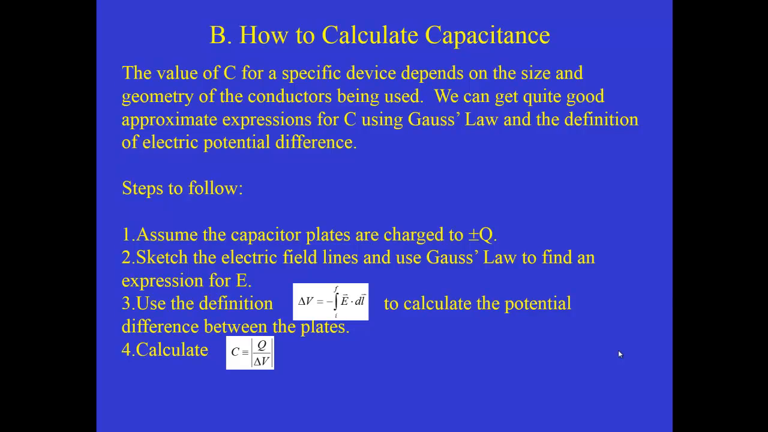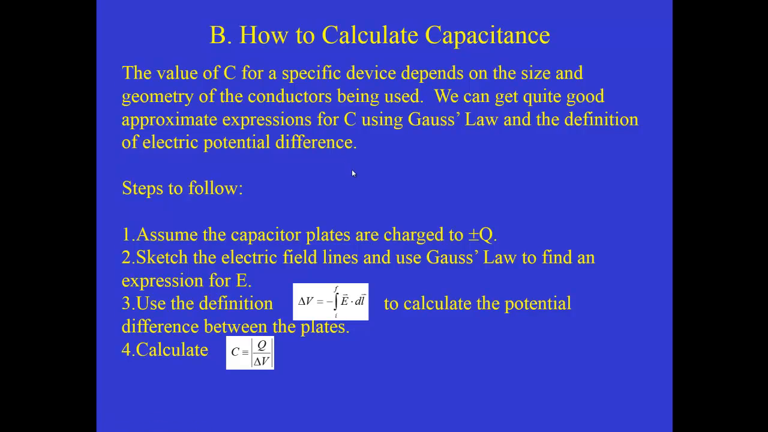So the value of the capacitance for a specific device depends on the size and shape of the conductors that are used, and also if there is an insulating material between the conductors, it depends on the property of that material. We can use Gauss's law to get really good approximations that lead to calculations for C that are in good agreement with experiment. We're going to use Gauss's law, and then we're going to use the definition of electric potential difference. So topics that came up in the previous two chapters in our textbook are going to be of direct application right here.